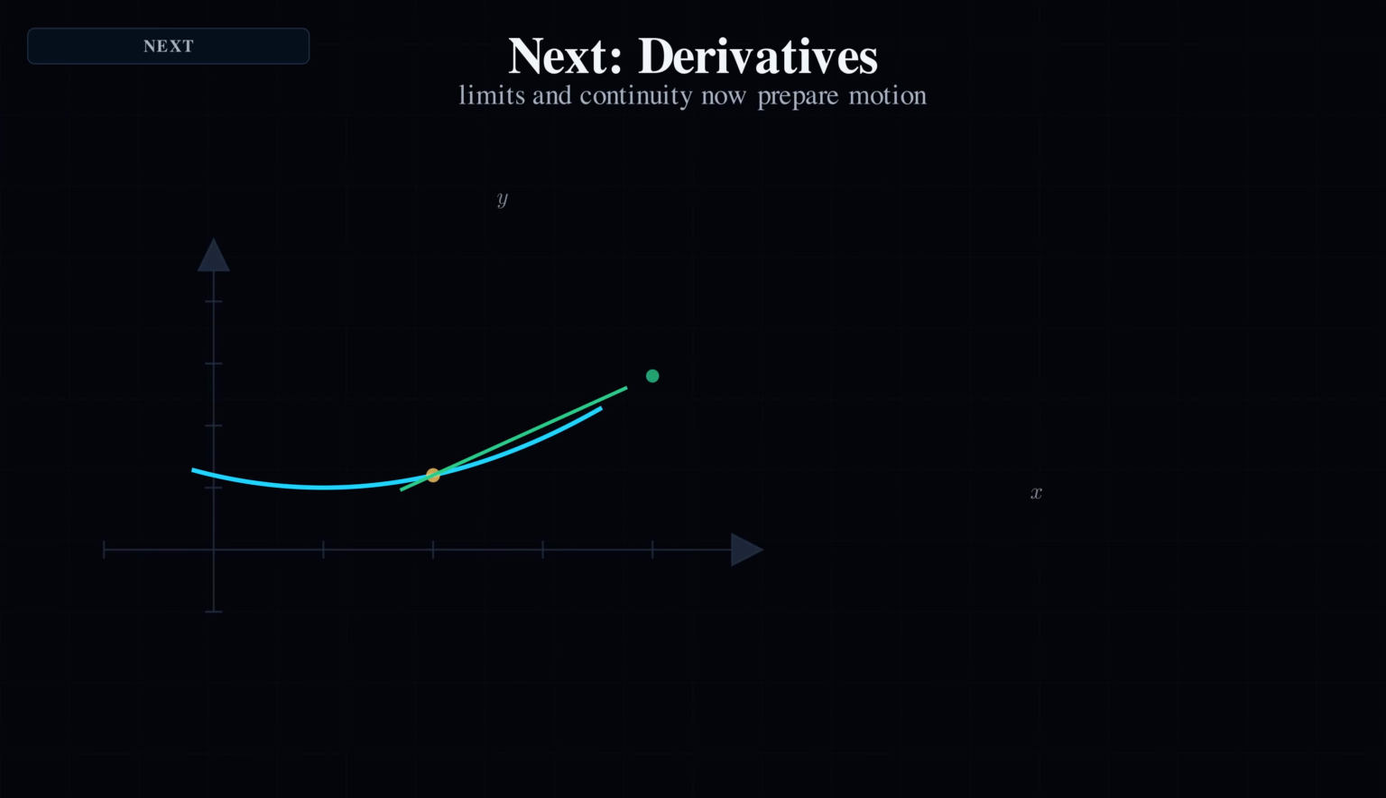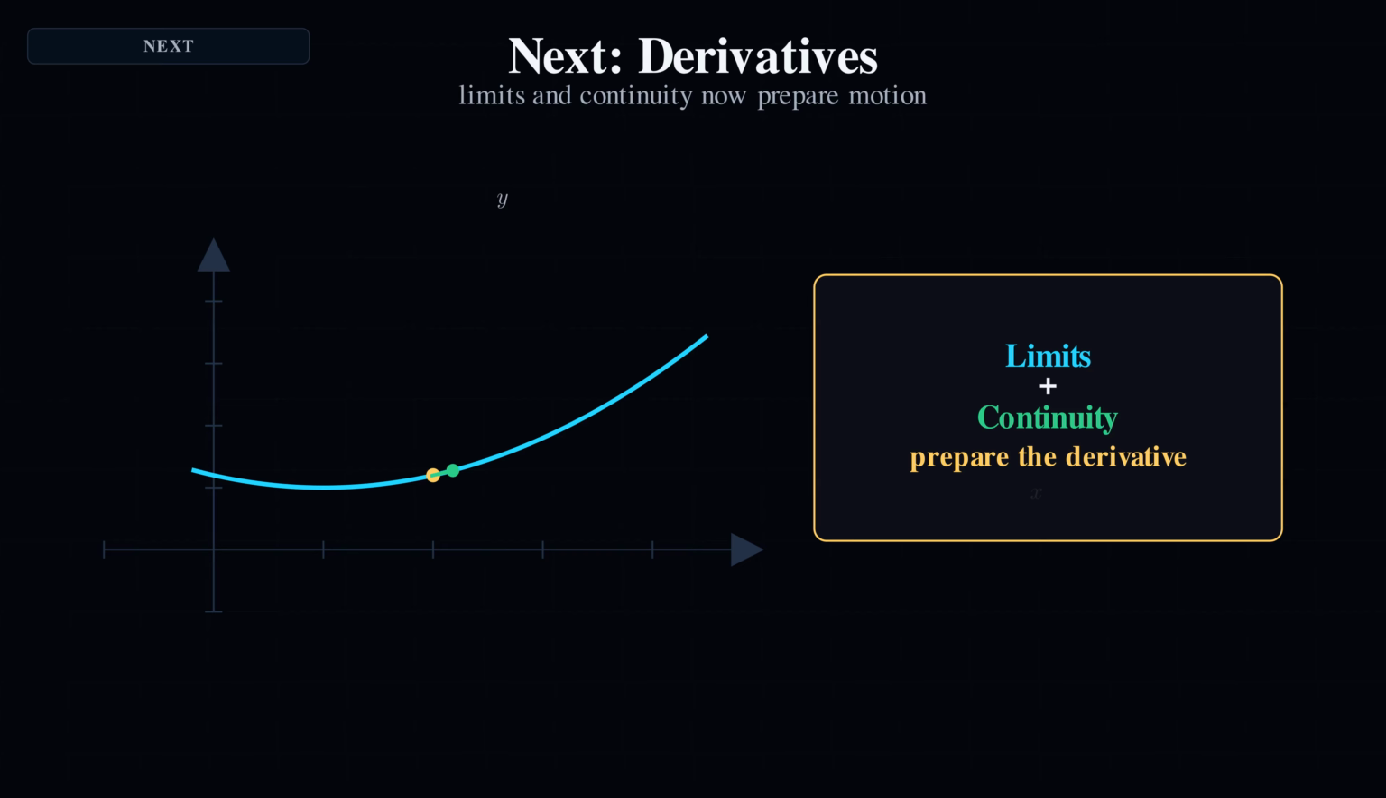Now we are ready for the next major step. Limits told us how to study approaching values. Continuity told us when the graph behaves safely at a point. Next, we will use both ideas to define the derivative. The derivative will measure instantaneous rate of change. But to do that correctly, we must return to one moving point, one fixed point, and the slope that appears as the 2 points come closer and closer. That is where calculus truly begins to move.